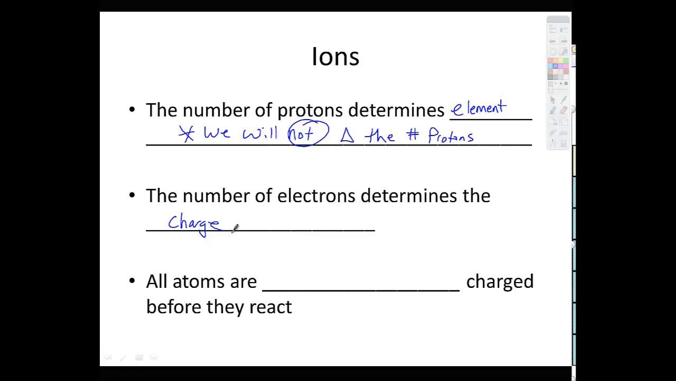The other thing, all atoms are neutrally charged before they react. So if you think about it, before there's any reaction, they should have the same number of protons and electrons. So protons equals electrons. If that's the case, it doesn't matter what element we have, all atoms are always going to be electrically neutral. So all atoms are neutrally charged before they react.